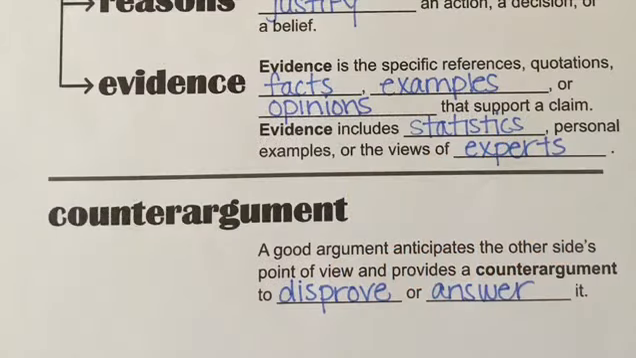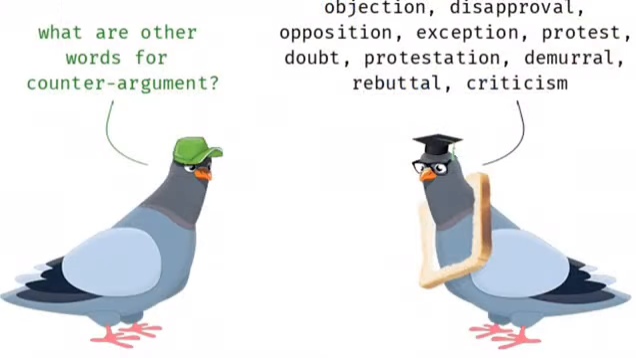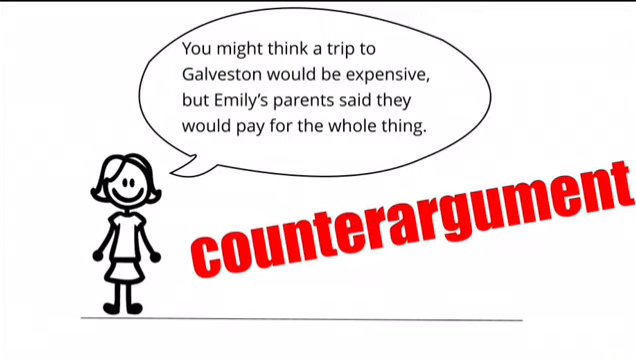The counterargument is the part of a persuasive argument where you talk about the other side's major objection and provide a statement to disprove or answer the objection. A counterargument is not the same thing as supporting the other side. You're not agreeing with them. You are pointing out reasons why what they believe is weak. After you have pointed out all of your supporting reasons and evidence.